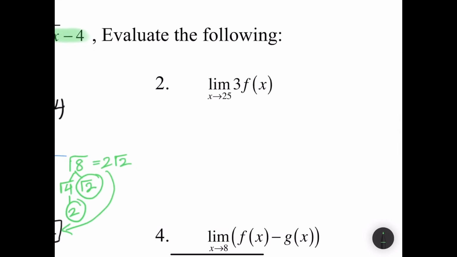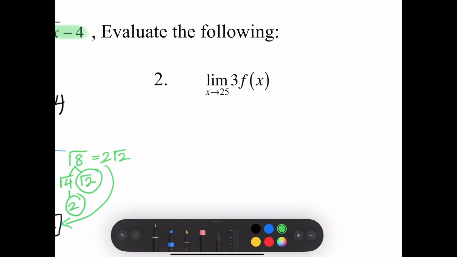So here I have the limit of 3 times f of x. And this is where I can use my scalar multiple property. And I'm going to factor out my 3 outside of f of x. Okay, so it's going to look like 3 times the limit of f of x as x approaches 25. So all I'm going to do is I'm going to first focus on finding this limit. Then I'm going to worry about multiplying times the 3.